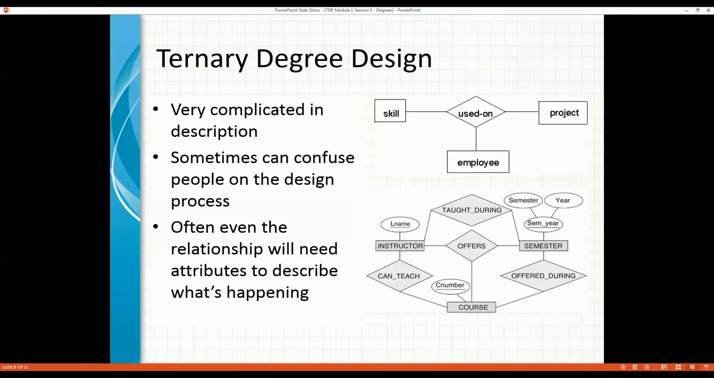However, ternary is still going to be a rare case of degree design. More likely than not, binary and unary will be by far the most common ones that you use in your data modeling process. So this makes things a little simple.